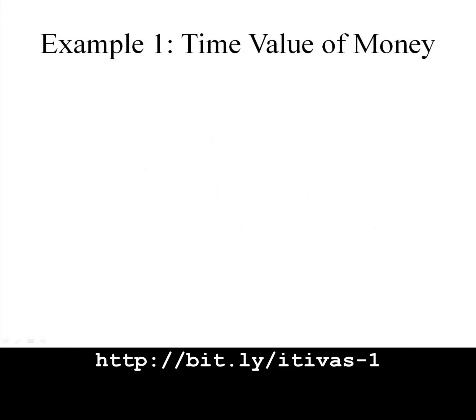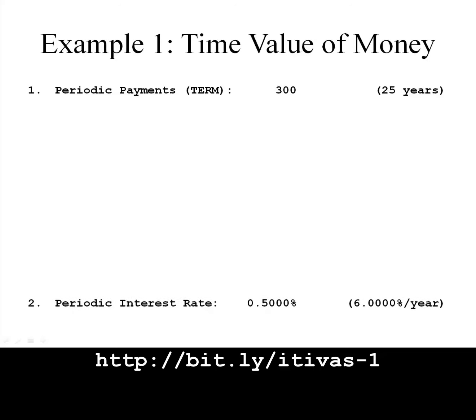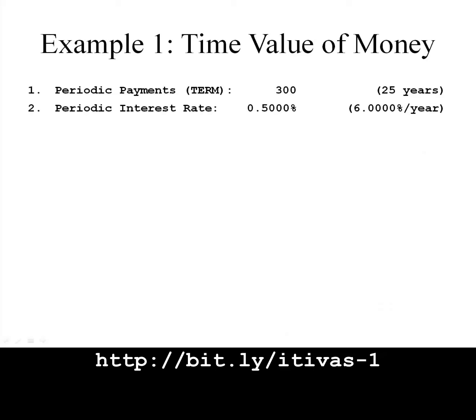Example 1. Time value of money. Periodic payments. The term, 300. 300 monthly payments is 25 years. Periodic interest rate, 0.5%. That's 6% per year. Periodic debt constant, 0.6443%. It's slightly higher than the periodic interest rate because it also includes principal repayment.